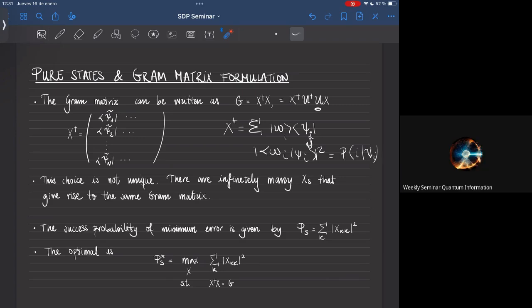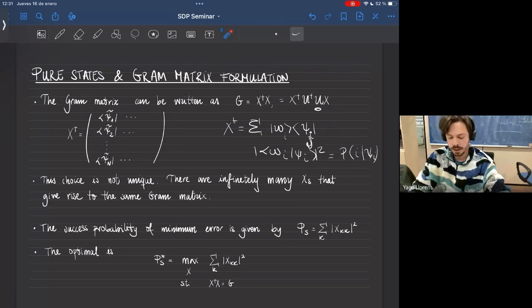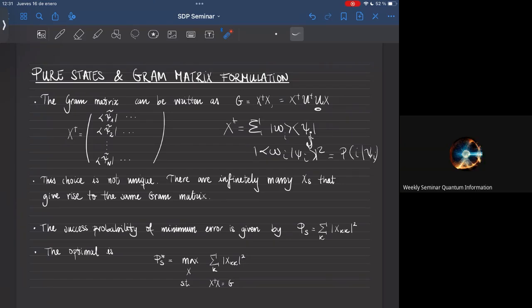Oh, I see. Okay. Because all of these psi_i are not orthogonal with each other. The ones that are orthogonal are these omega_i. Yes. Because they form that spectral decomposition basis, at least exactly for the minimum error. Yes.